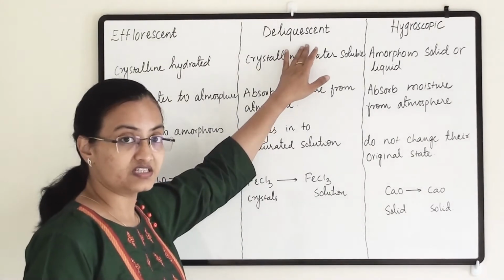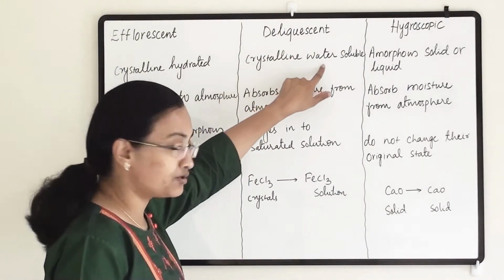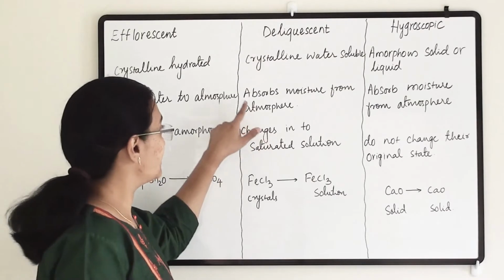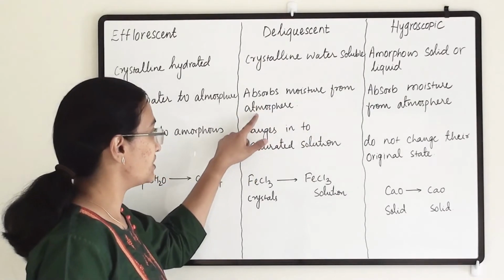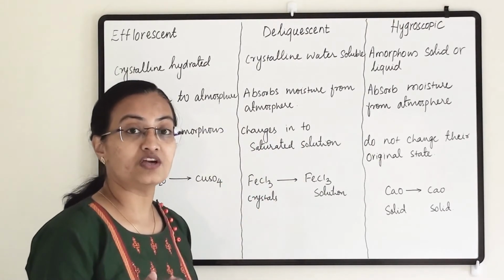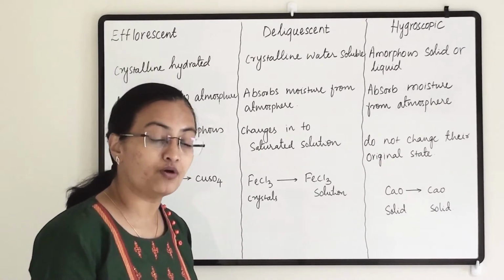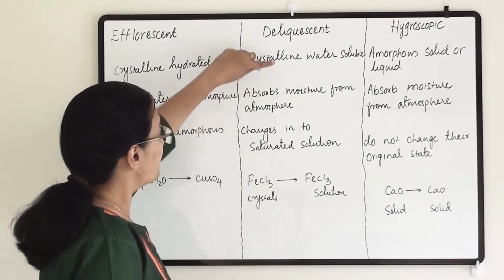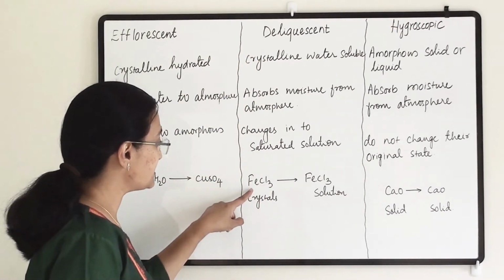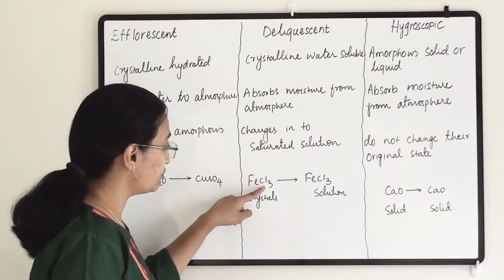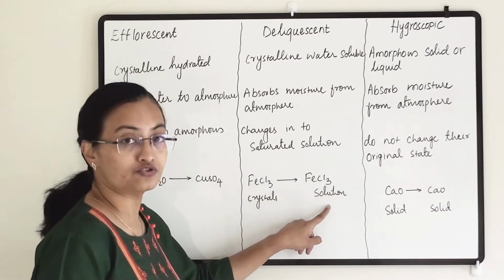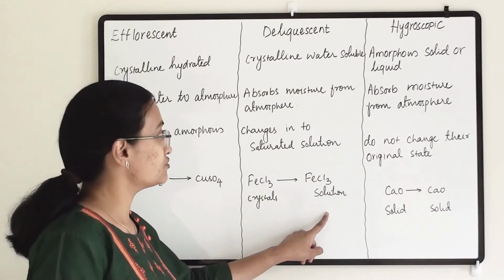Then come the deliquescent substances. They are crystalline water-soluble substances, and when we keep them in the atmosphere, they will absorb moisture from the atmosphere, and after that they will change into a saturated solution, because however much moisture they can absorb from the atmosphere, they will absorb, and from the crystal they will turn into a saturated solution. An example is FeCl3, that is iron chloride crystals. Once we keep them open, they will turn into iron chloride solution, and this solution will be a saturated solution.